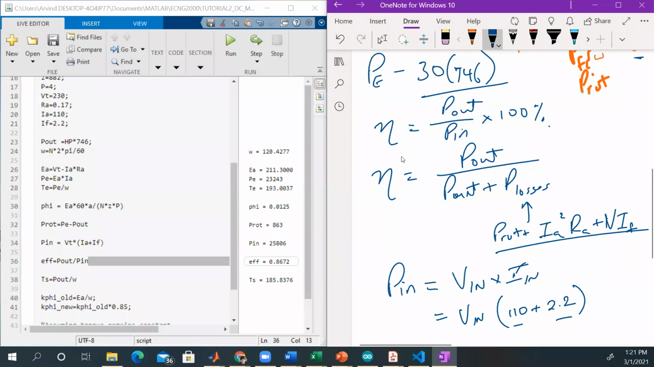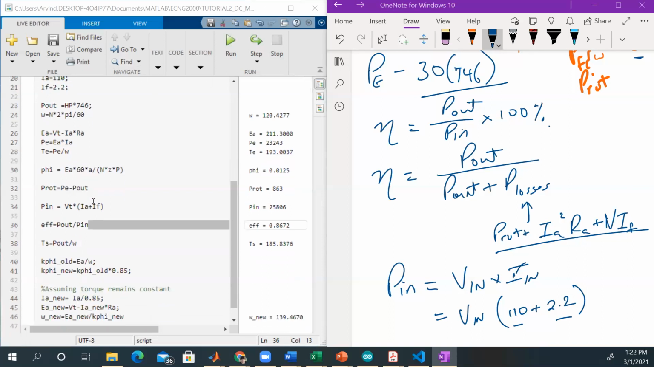And then when you do P out on P in, we get an efficiency of 86.7%, right? Good. And lastly, we have the field flux reduced by 15% of the original value by means of a field rheostat. Doesn't really matter. The important thing is that it is reduced by 15% of the value. Determine the new operation speed.